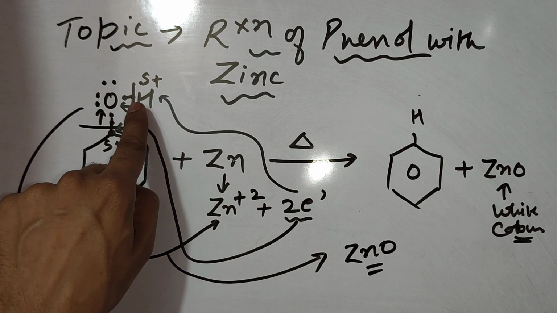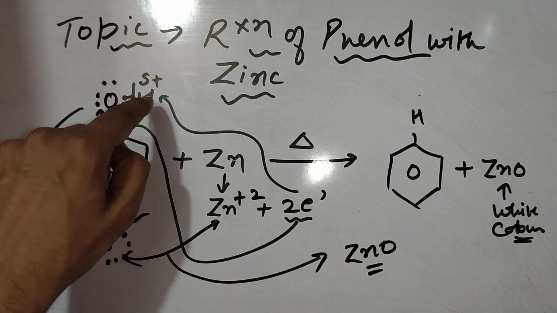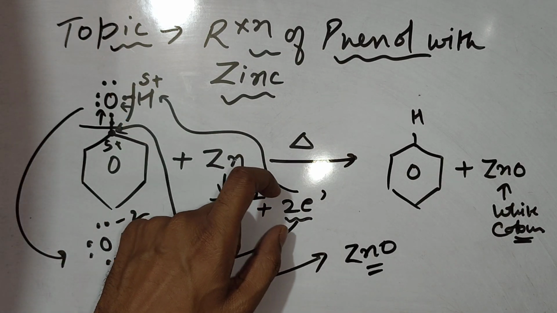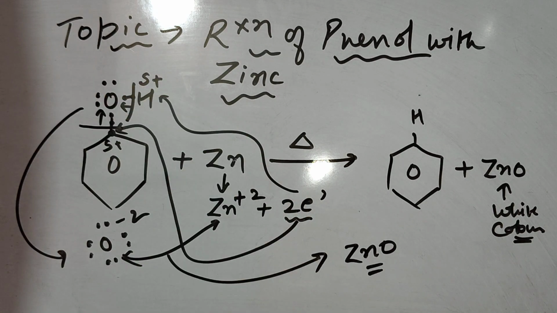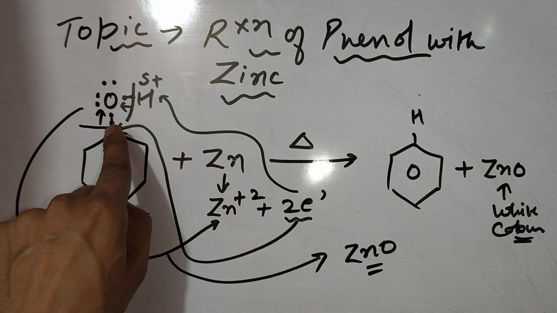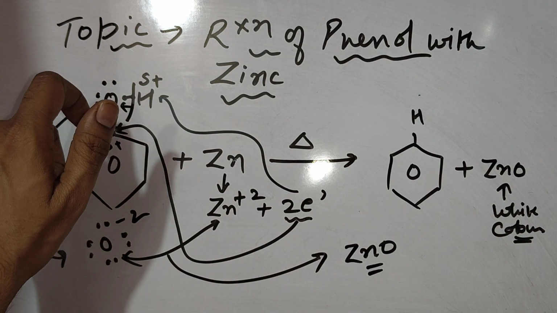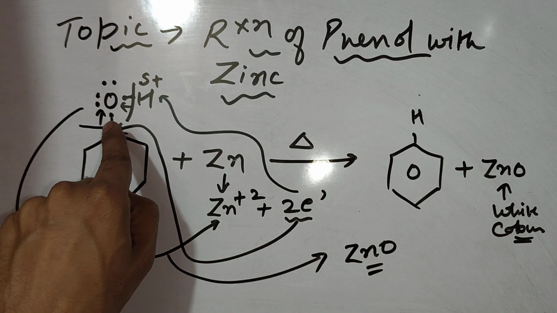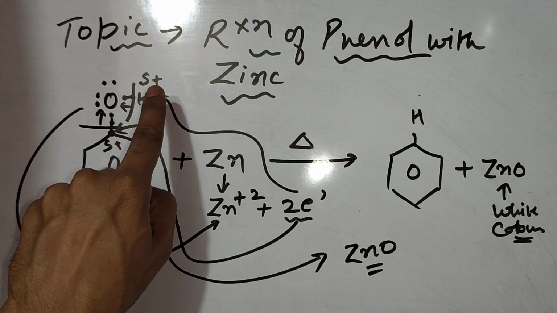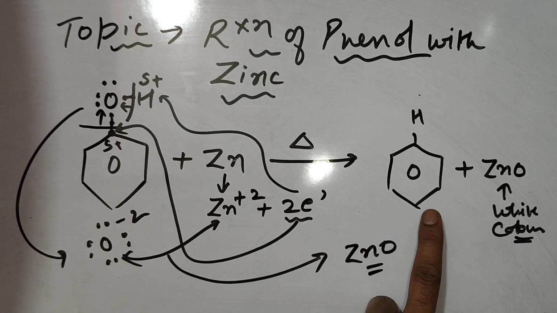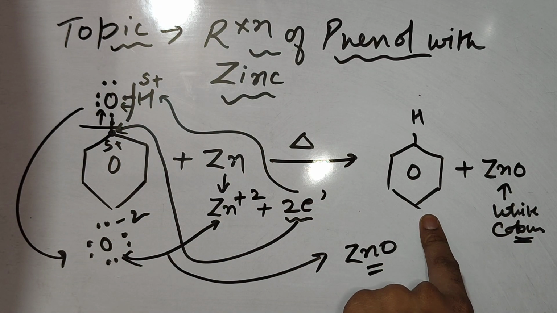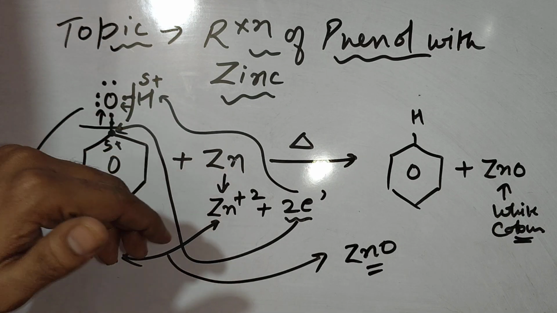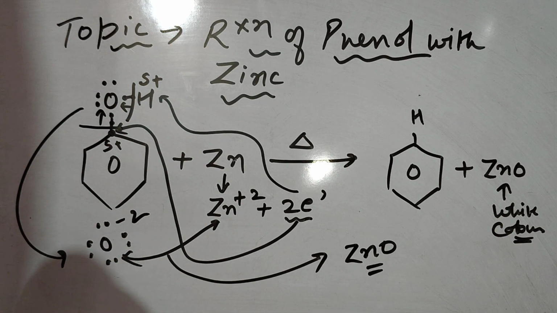Here hydrogen has lost 1 electron and will become H positive, but at the same time it will get 1 electron, so it will become a hydrogen free radical. Carbon has lost 1 electron and will become a carbocation, but at the same time it got 1 electron, so it will become a carbon free radical. Carbon free radical and hydrogen free radical are going to combine to produce benzene. Actually 75% of the mechanism I have already discussed. So this is the way you can learn this reaction. Very simple reaction.